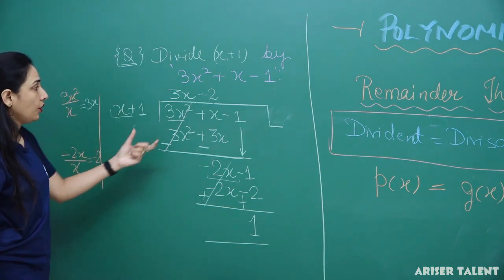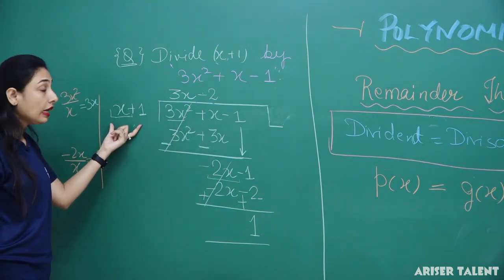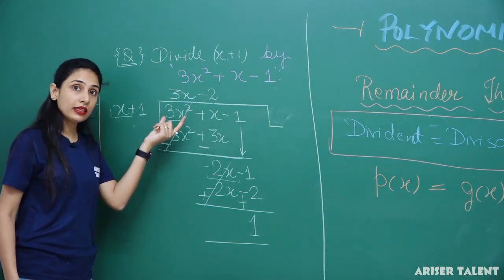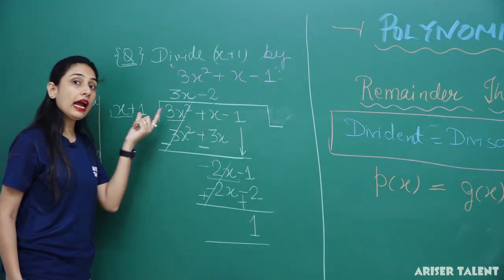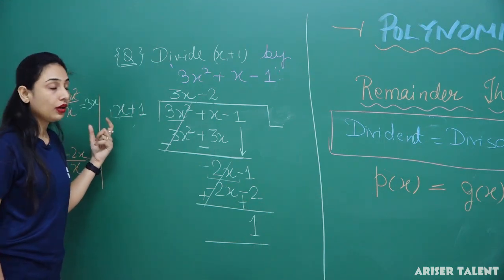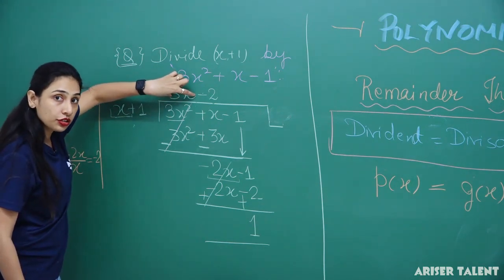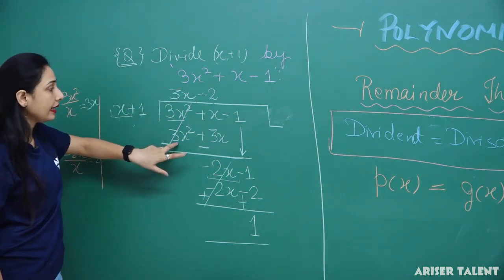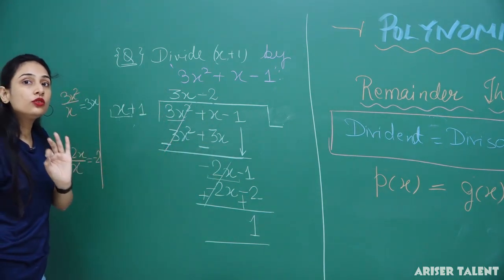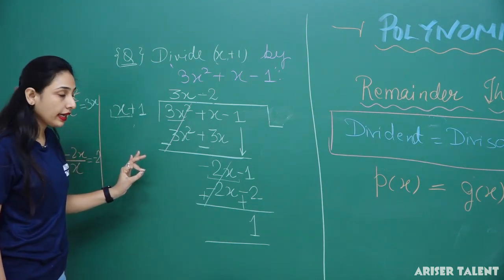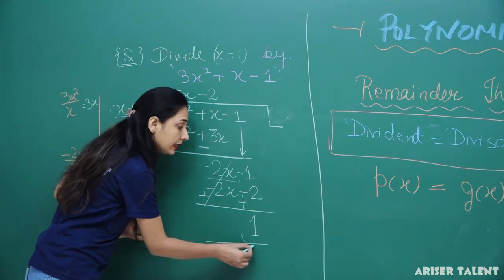Understand it again. We wrote our dividend here and divisor here, and then I picked the highest degree first term of dividend and divisor and divided it. Whatever I got, I write it on the quotient and then multiply this to this and have the term here, and then I simply subtract it like we always do in a division process.